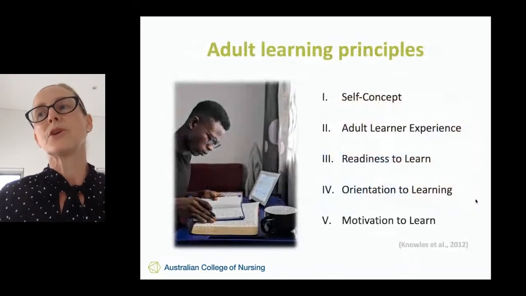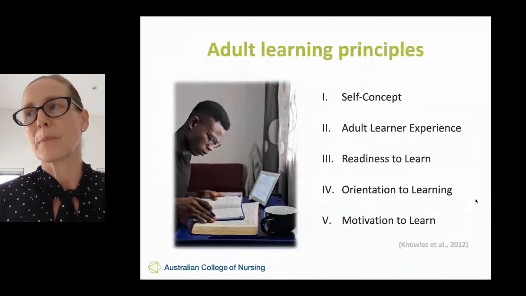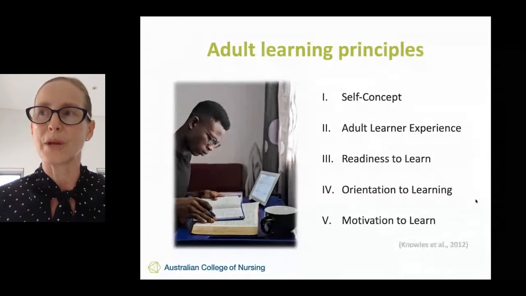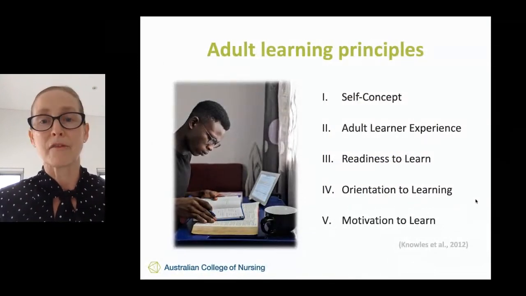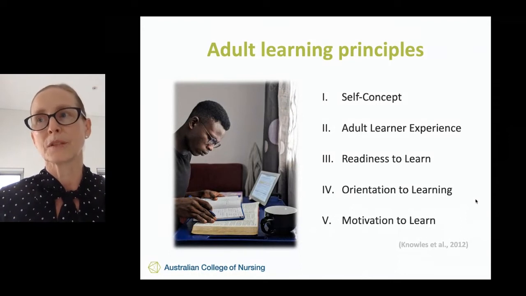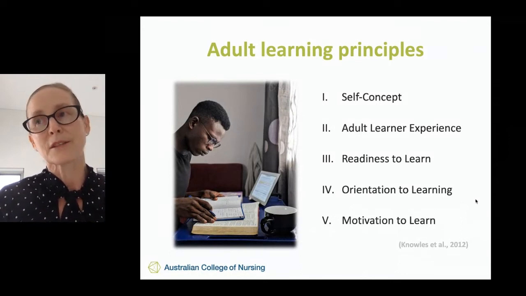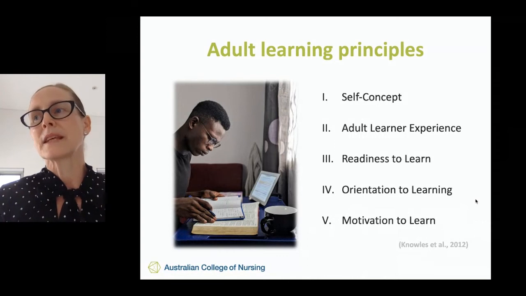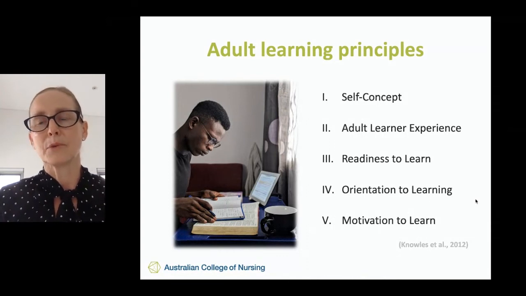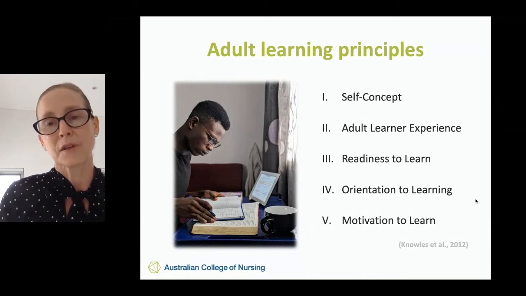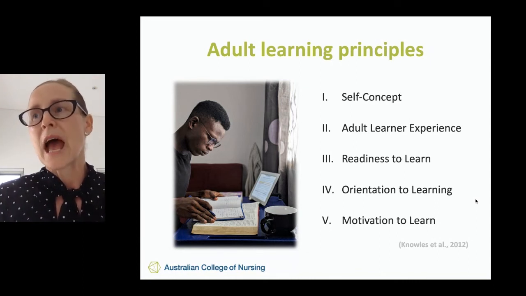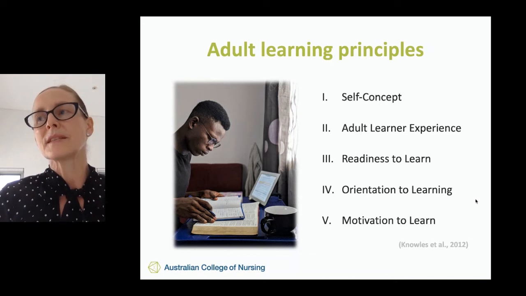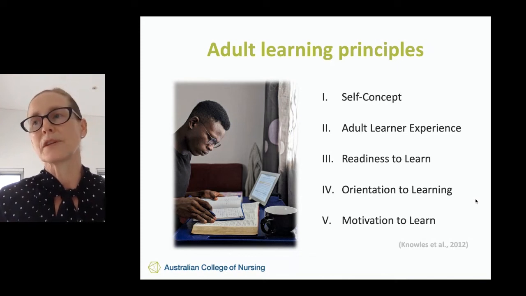So let's consider you now and the motivations for pursuing postgraduate education that brought you here today. I'm sure you'll be able to relate to Knowles' 5 main adult learning principles. They are: Number 1, self-concept. This means that as a person matures, their concept moves from being less dependent on others to being more self-directed. Number 2, adult learner experience. This is important for you as nursing and midwifery students.